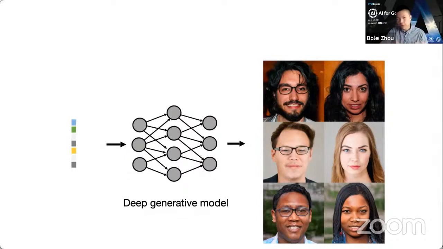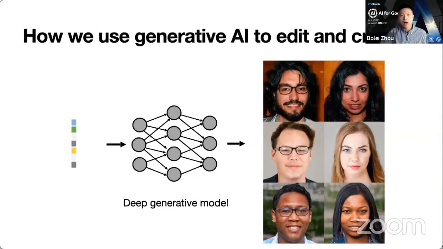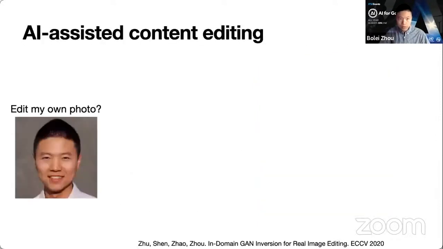So these models are fine, they can generate very realistic images, but what we humans care about is how we use the generative models to edit and create, right? That's what we care about, not just models that generate a lot of fake images. What we care about is using this generative AI to do some photo editing or some creations. So that leads to the application of AI-assisted content creation, right?